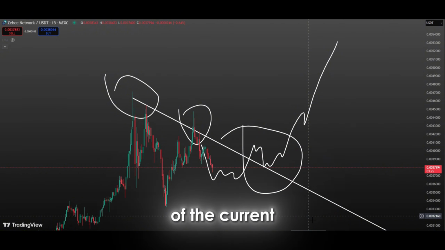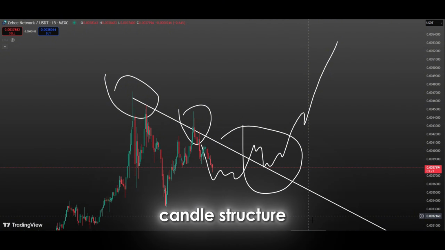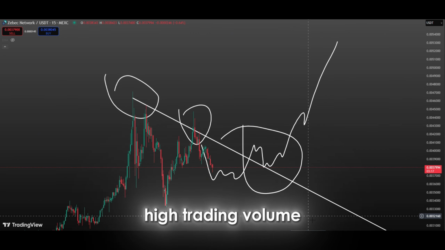Therefore, a break of the current downtrend could herald not only a short-term rebound, but also a strong medium-term bullish move. At this point, traders should pay particular attention to the candle structure and trading volume at the moment of the breakout. If the price breaks the trend with a strong green candle, and the breakout is supported by high trading volume, this confirms a very healthy breakout.